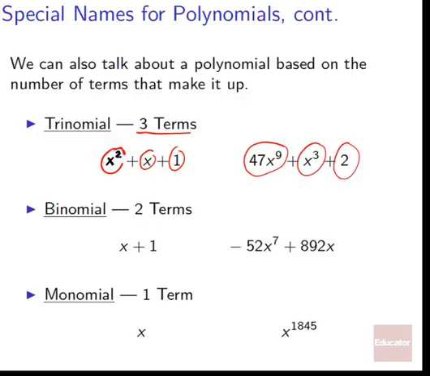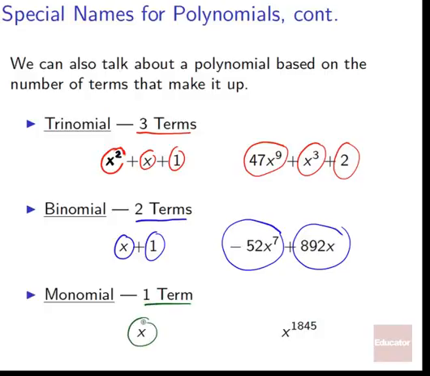A binomial is something that has two terms, so x and then 1, or negative 52x to the 7th and 892x. It doesn't matter that it's a coefficient times an x. That's okay. It's allowed to be coefficient times some variable raised to some exponent, but that's the whole thing. That is one of our terms for this. So binomial, two terms, could be x plus 1, simple as that, or it could be more complex like negative 52x to the 7th plus 892x. Or we could have one term, which is x, or maybe even something really, really large like x raised to the 1,845. All right.